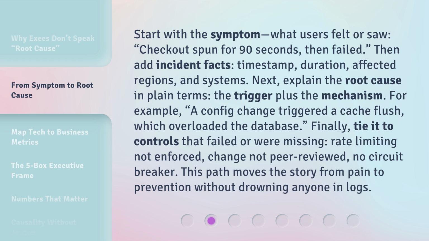Finally, tie it to controls that failed or were missing. Rate limiting not enforced, change not peer-reviewed, no circuit breaker. This path moves the story from pain to prevention without drowning anyone in logs.